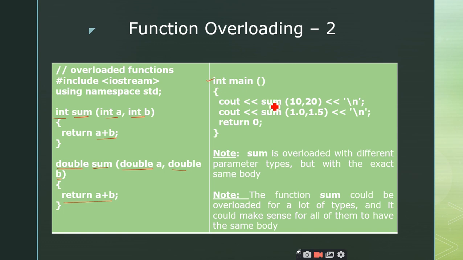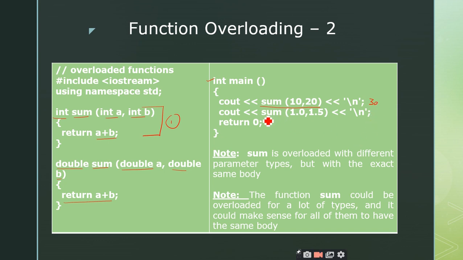Now coming to the main function, I am calling the function sum with two values, that is 10 and 20. Since 10 and 20 are integer data types, it is going to invoke the first function and return the value of 10 plus 20, therefore 30 will be printed here.